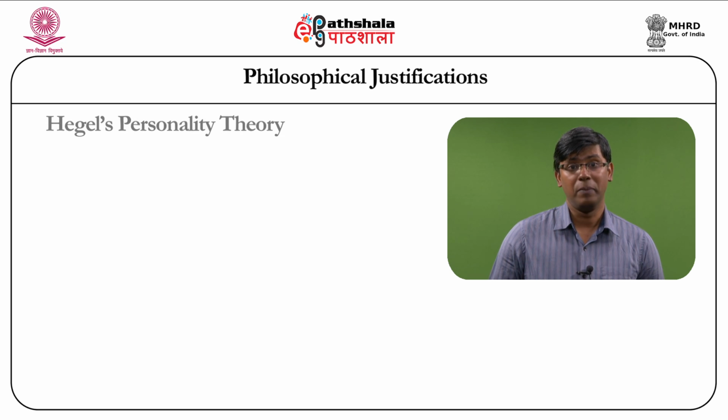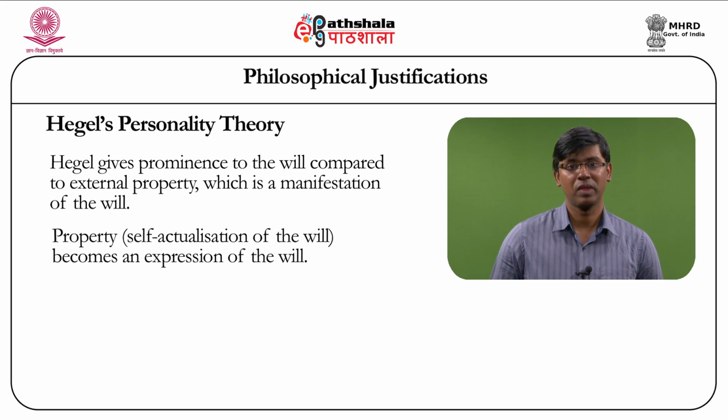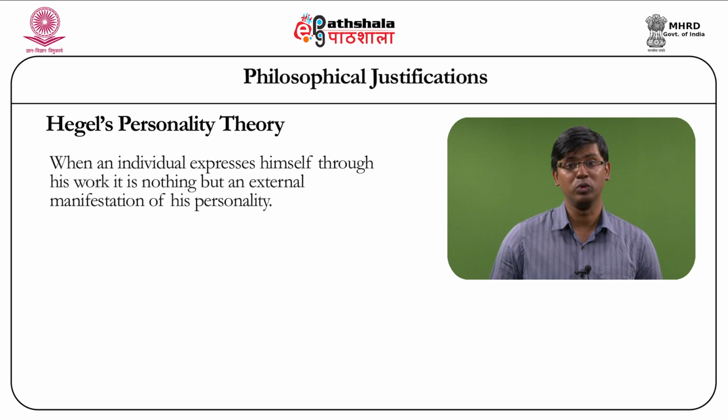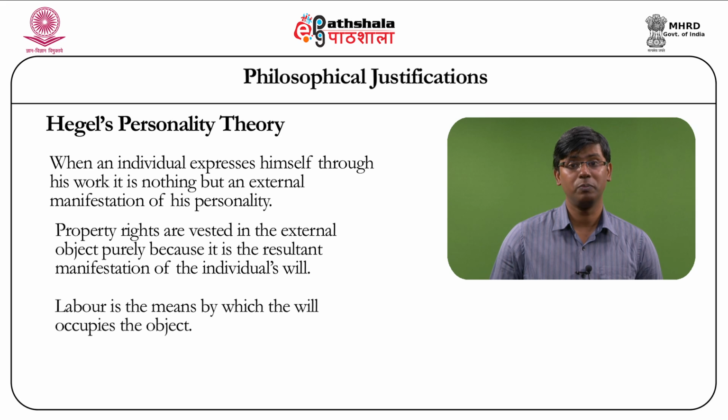Hegel basically gives prominence to the will compared to external property, which is a manifestation of the will. Property, according to him, becomes an expression of the will. According to Hegel, society accepts the external manifestation of an individual's personality as property. Thus, when an individual expresses himself through his work, it is nothing but an external manifestation of his personality. Property rights are vested in the external object purely because it is the resultant manifestation of the individual's will. Labor is the means by which the will occupies the object.